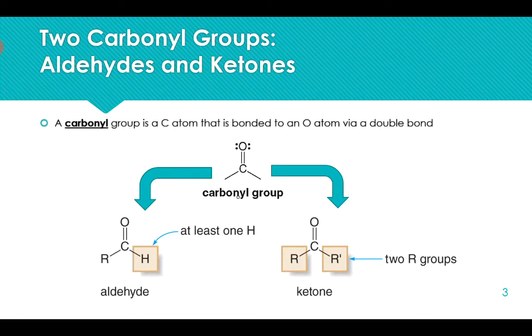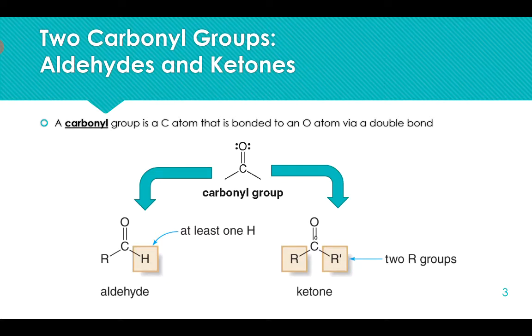So what are aldehydes and ketones? Aldehydes and ketones are first carbonyl functional groups. Carbonyl functional groups all have the C double bonded to an O feature in them. There are several carbonyl functional groups, including aldehydes and ketones. You can see the C double bond O feature in both of them.